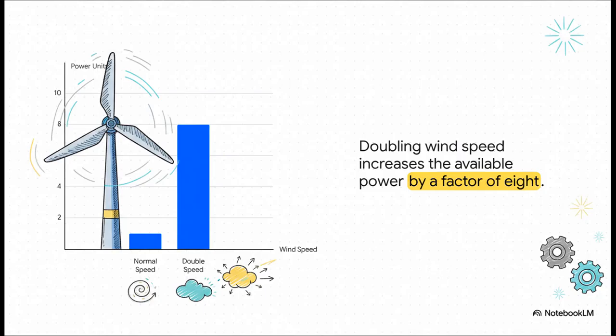And check this out. This really drives the point home. If you double the wind speed, you don't just get double the power. You get 8 times the power. 8! That is a massive difference. And it's exactly why the location of a wind farm is everything. Finding a spot that's just a little bit windier can mean a gigantic leap in how much electricity you can generate.